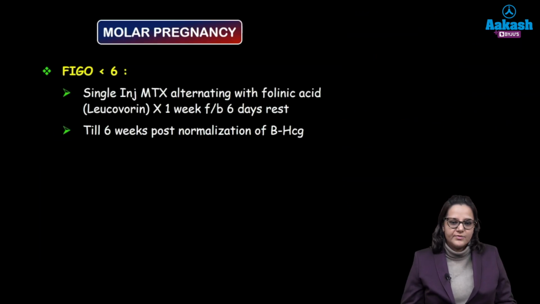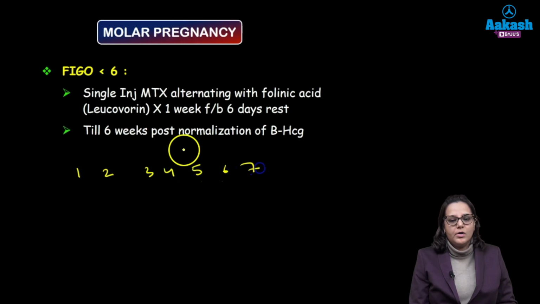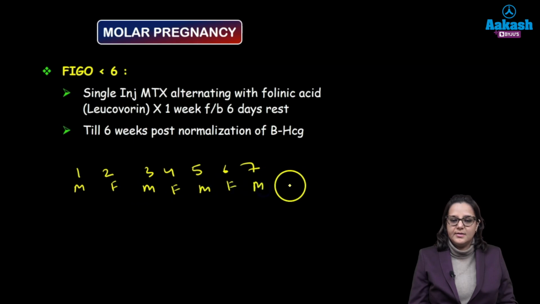So if FIGO classification is less than 6, then what are we going to do? We are going to alternate single injection of methotrexate with folinic acid. It is also known as leucovorin rescue for 1 week. Okay, so one day we are giving methotrexate, next day we are giving folinic acid. Okay, methotrexate, folinic acid, and similarly like this.